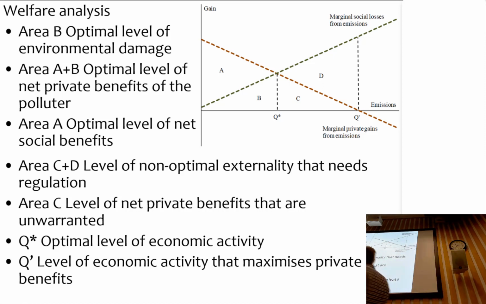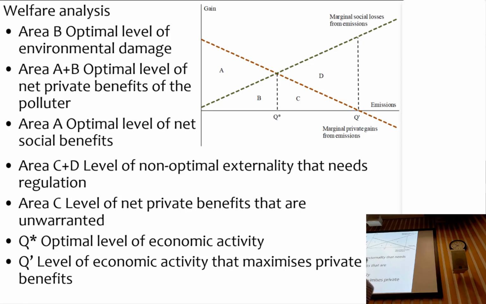The area A plus B is the optimal level of the net private benefits to the polluter, right? That's the integral under the marginal cost curve, or the marginal gains curve, depending on from what direction you look at it. Again, this is greater than 0. And actually, as you can see, A plus B is greater than B, right? Again, that's one way of annoying environmentalists to say this.